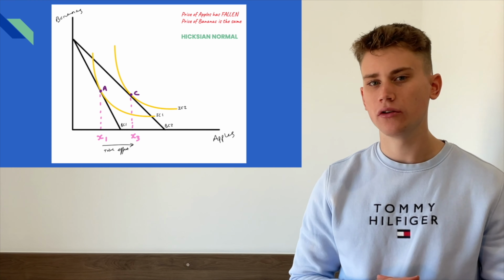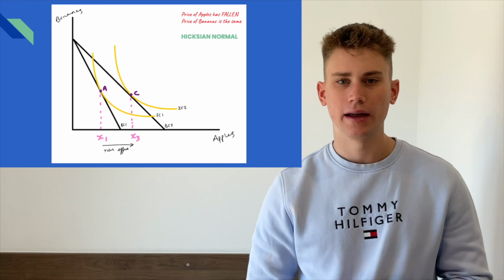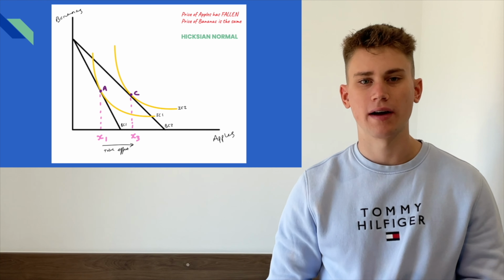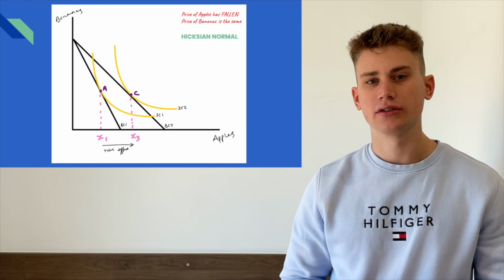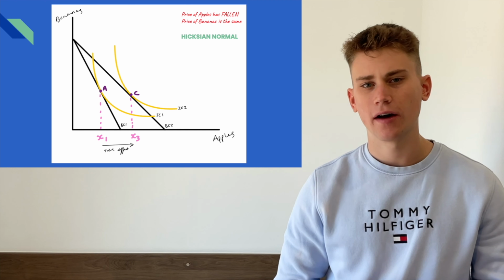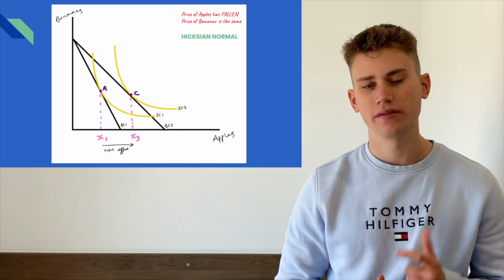We then draw on our new indifference curve IC2, and draw a new line down to the quantity of apples we can now purchase, which is x3. The difference between x1 and x3 shows our total effect. But how do we work out the individual income and substitution effect?